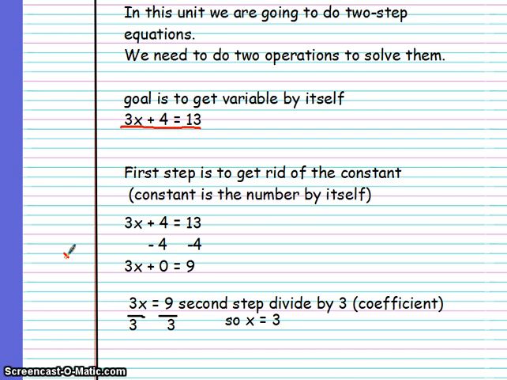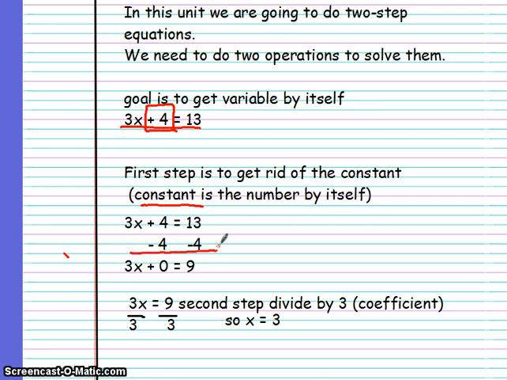So in most of these instances, we're going to get rid of the constant first. And we know that the constant is just the number by itself. So in this particular example, the plus 4 is sitting here all by itself. So the first thing I want to do in this example is subtract 4 from both sides.